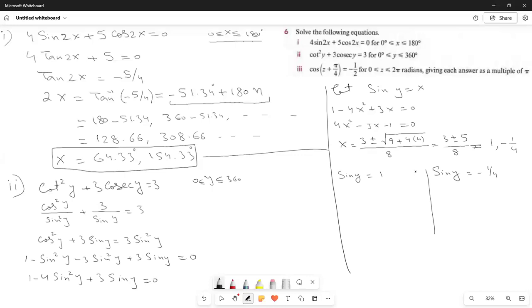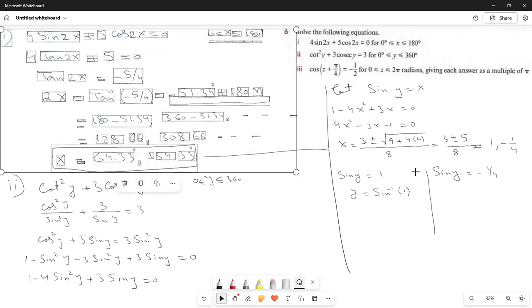Okay, so this is easy. y is equal to sine inverse 1. I need some room, so let me erase this part.